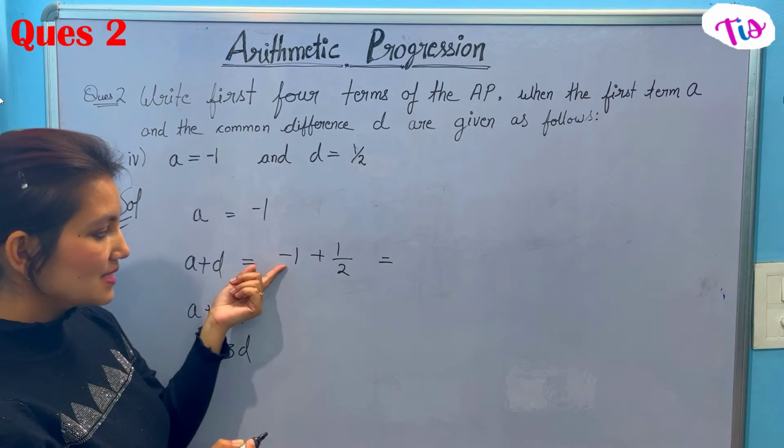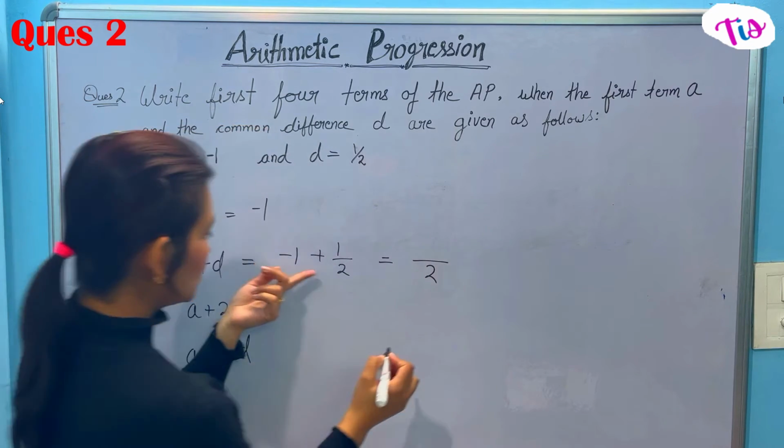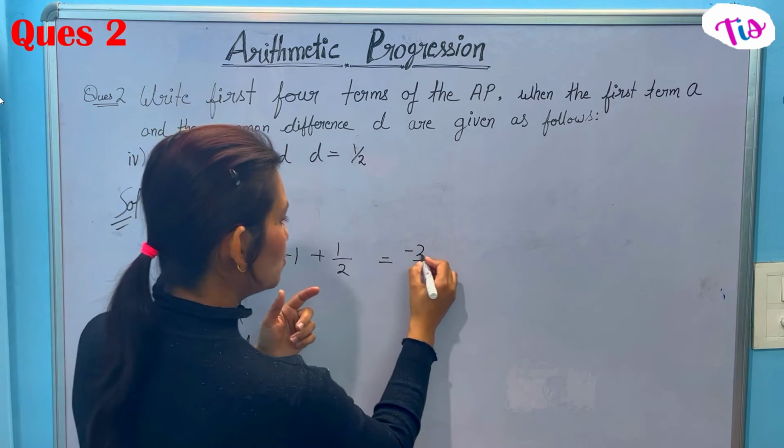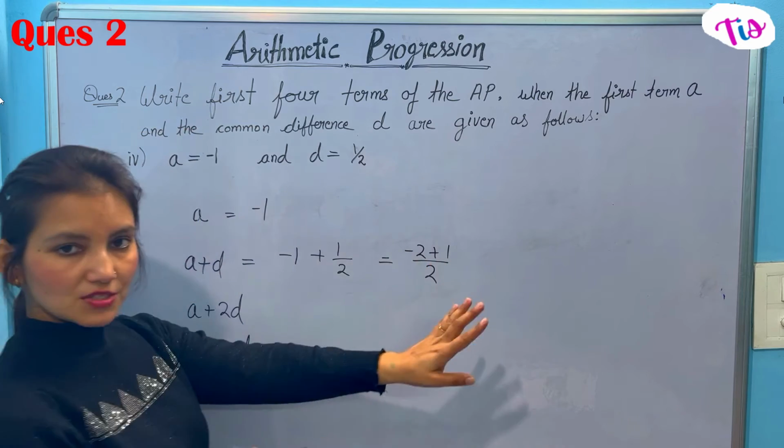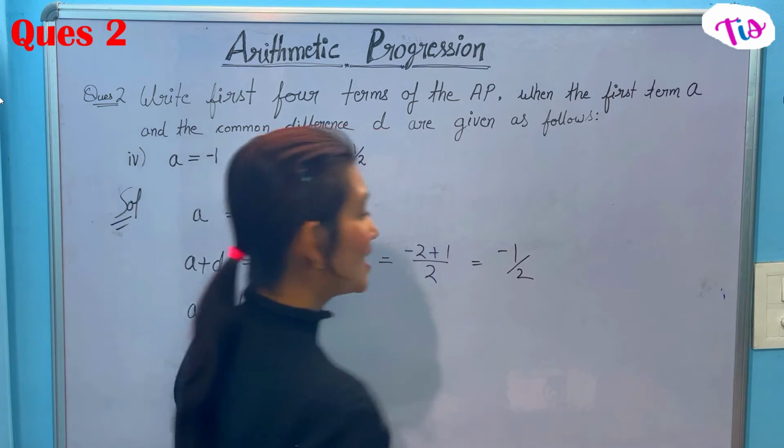So half plus -1. We'll take the LCM, you know how to do it. The LCM is 2, so -2 plus 1, and -2 plus 1 is -1. So -1 upon 2. This is our second term.